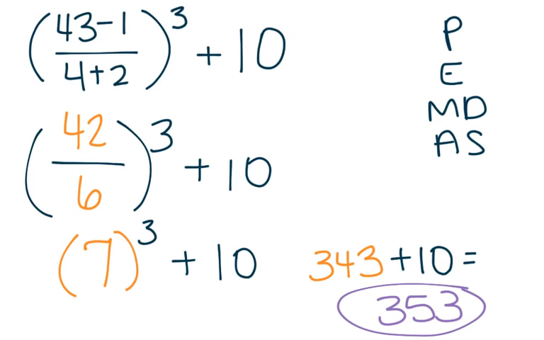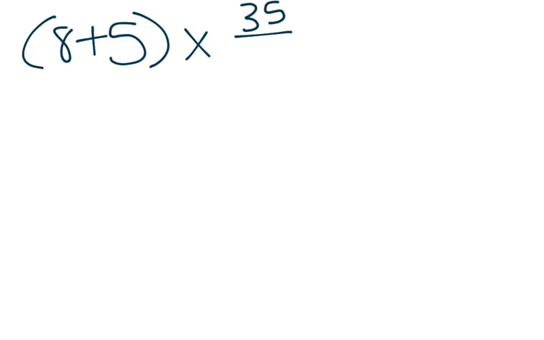So we solved the fraction, or the numerator, so 43 minus 1 is 42, 4 plus 2 is 6. And then we simplified it, divided, and then we did our exponent, and then we did our addition. Okay, let's look at number 10. Number 10 says 8 plus 5 times 35 divided by 5 plus 6.